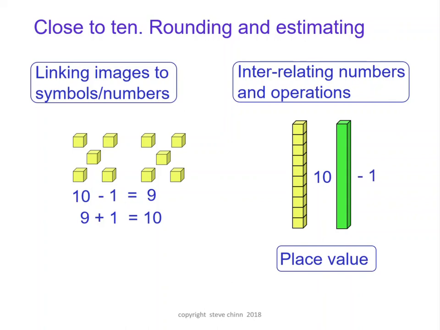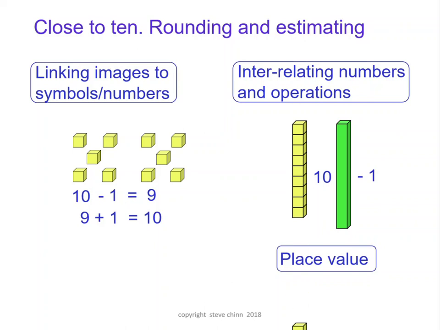So just have a look at the yellow rods. Now if I take 1 away, I can do that from the yellow rod, but I can't do it from the green. I have to convert the green into the yellow in order to subtract 1. That's a very important part of place value. So all around this very simple 9 and 10 relationship, there's a lot of understanding about maths.